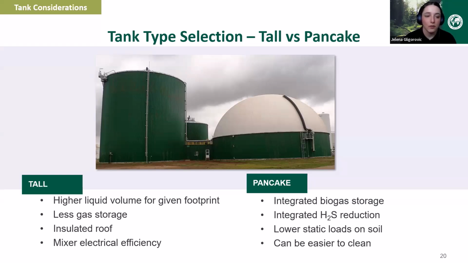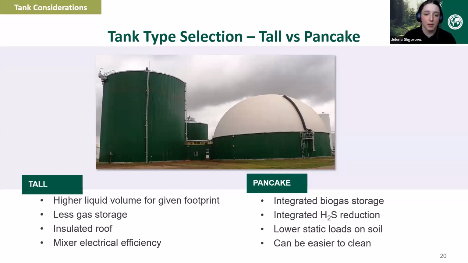So for tall digesters, you get a higher liquid volume for a given footprint. There is less gas storage within the tank typically if you don't have the gas membrane cover, but you can have an insulated roof in that case. So that is a pro of the tall digesters, and you can also have a bit more mixer electrical efficiency with the tall digester. However, for pancake digesters, there's the integrated biogas storage with the domed cover.